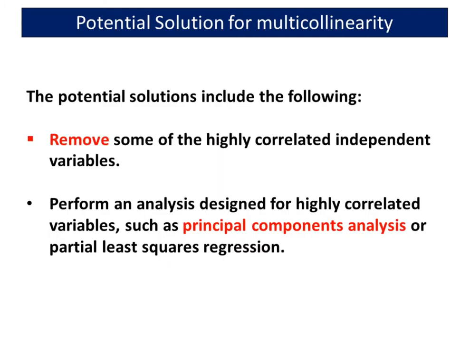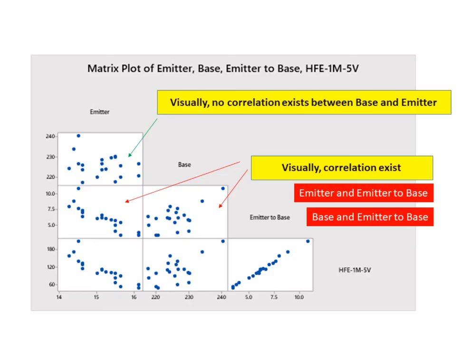The potential solutions for multicollinearity are to remove some of the highly correlated independent variables, or perform an analysis designed for highly correlated variables, such as principal components analysis or partial least squares regression.